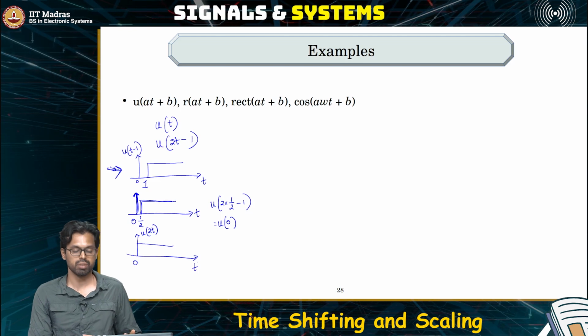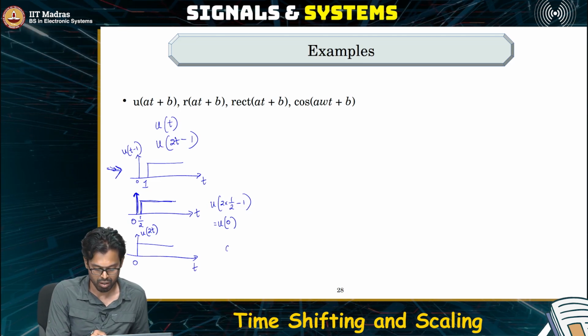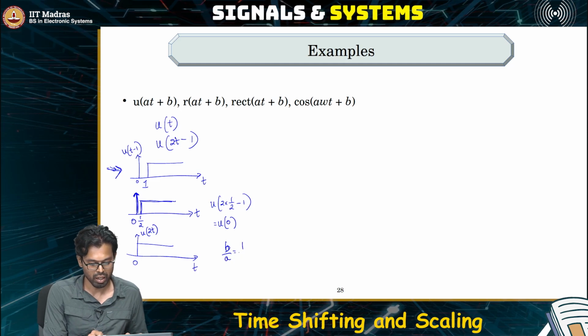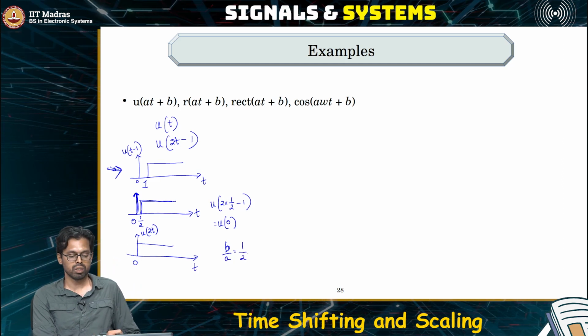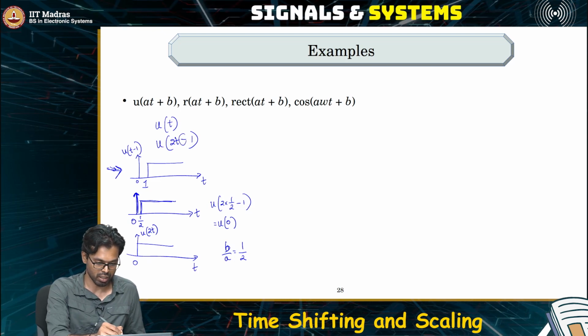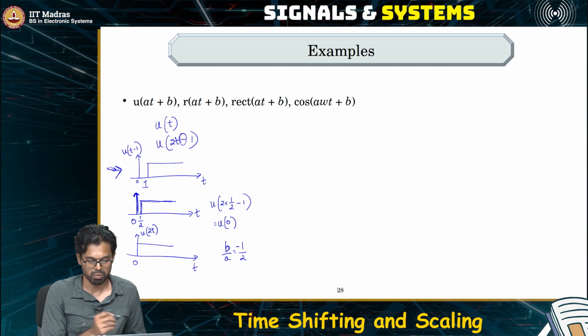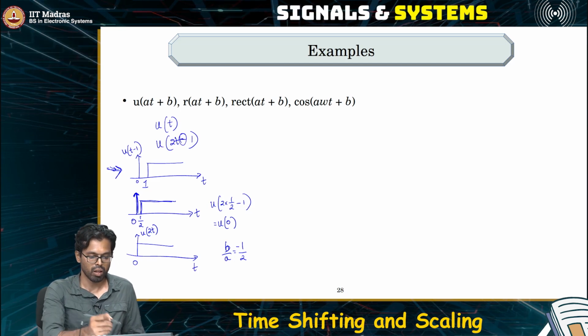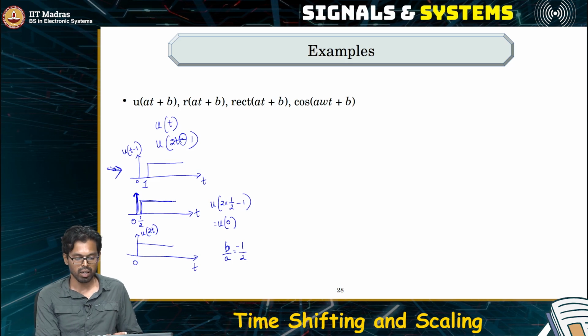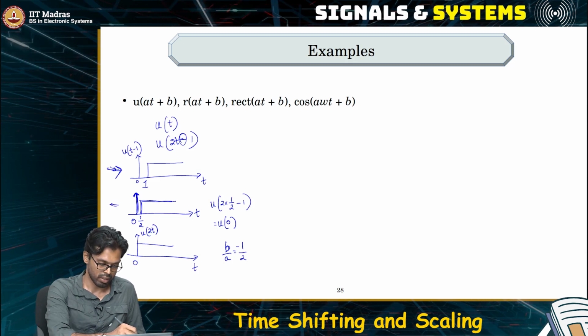b by a. In this case, b is 1 and a is 2. So now we are going to shift by half. If we shift this to the right by half, there is a negative sign for b here. So if we are going to shift this by minus half, which means the signal is going to move to the right, what do we get? We get this signal.